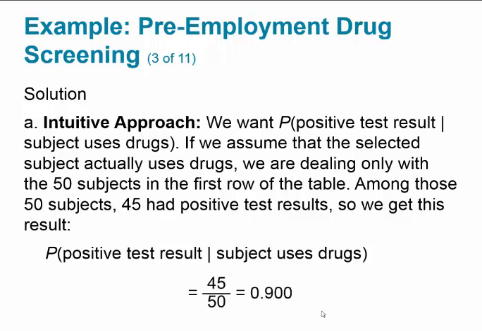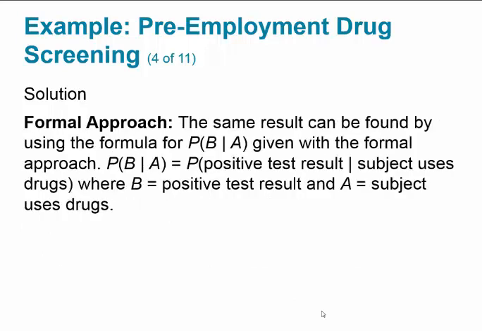So if we assume that the selected subject actually uses drugs, we're dealing only with the 50 subjects in the first row of the table. Among those 50 subjects, 45 had a positive test result, so we get this result. So the probability of a positive test result, given that the subject uses drugs, is 0.9. And remember that I mentioned earlier in class that when we do conditional probability, our sample space changes.